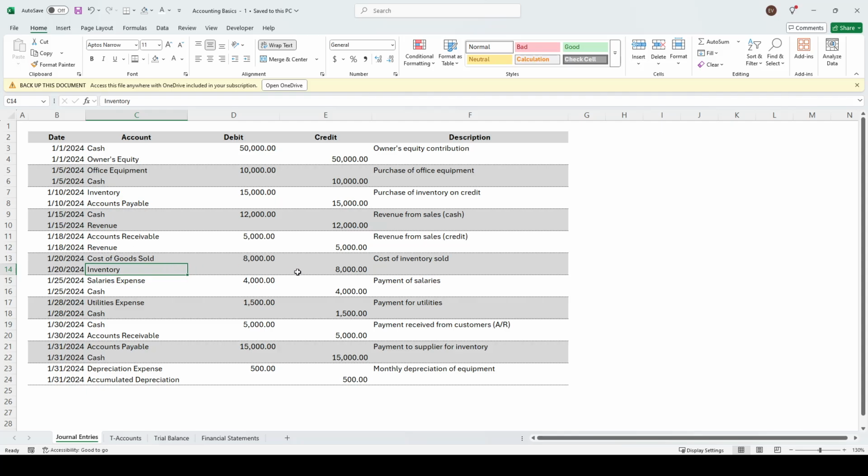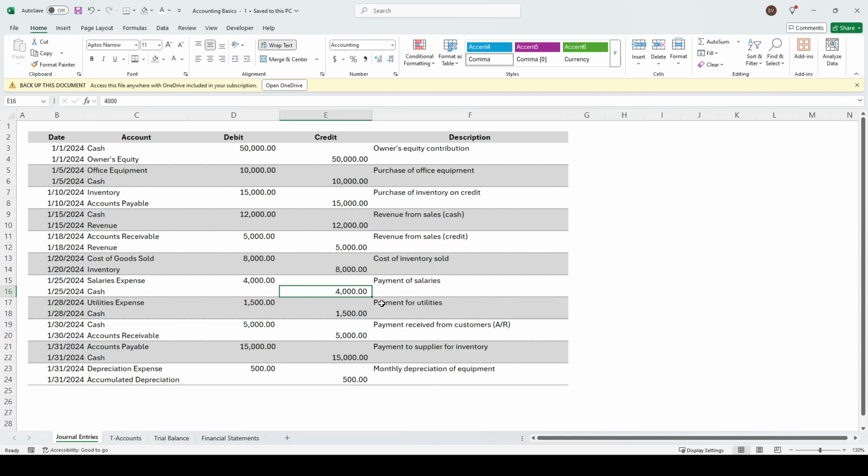We have a decrease in inventory in the amount of $8,000. The next journal entry we have is payment of salary. So the business has employees to pay. On January 25th, salaries were paid in the amount of $4,000. So there's a debit, and that was paid through cash. So we will credit cash here to show the decrease in cash.